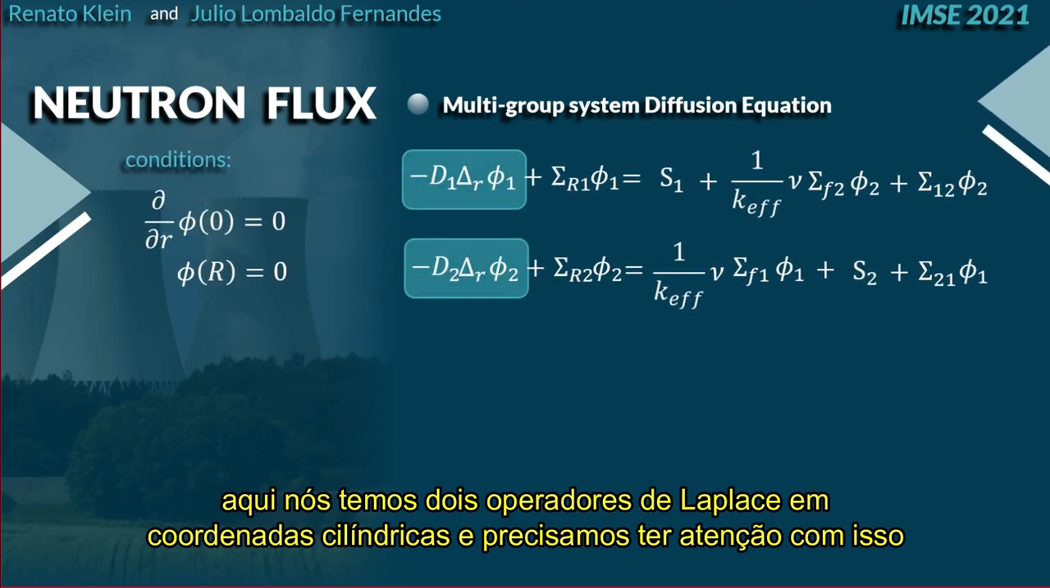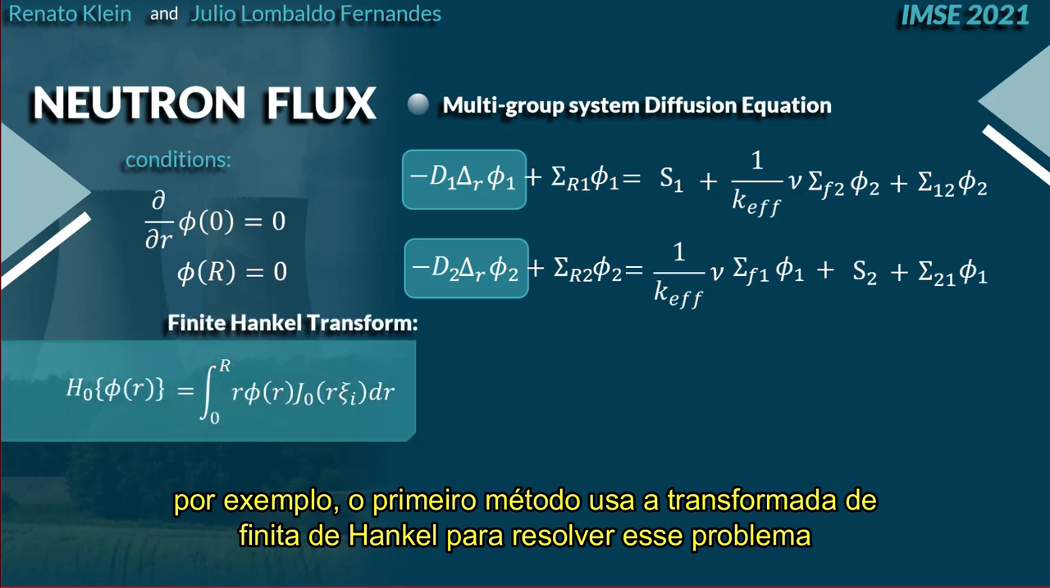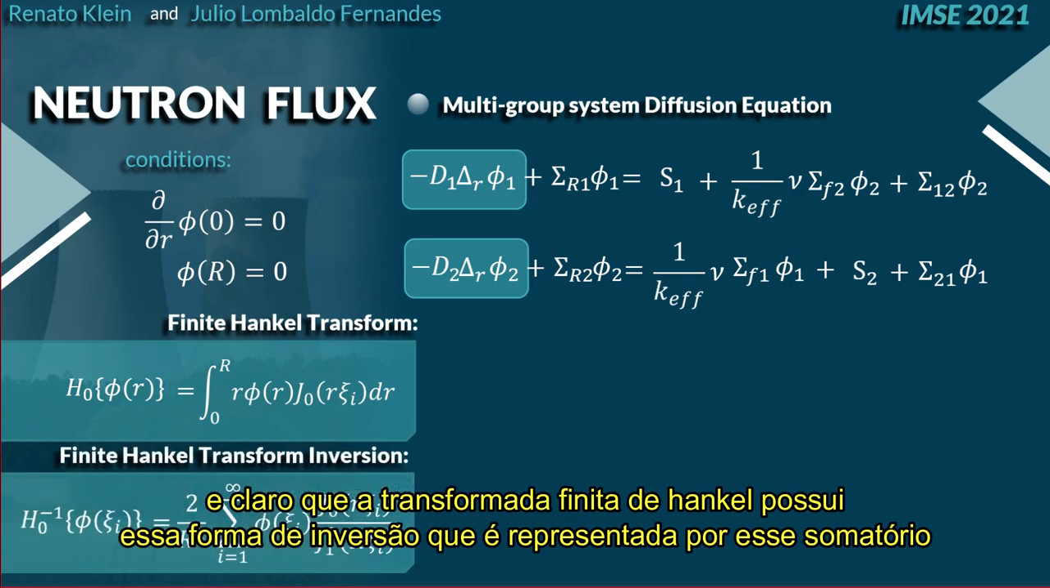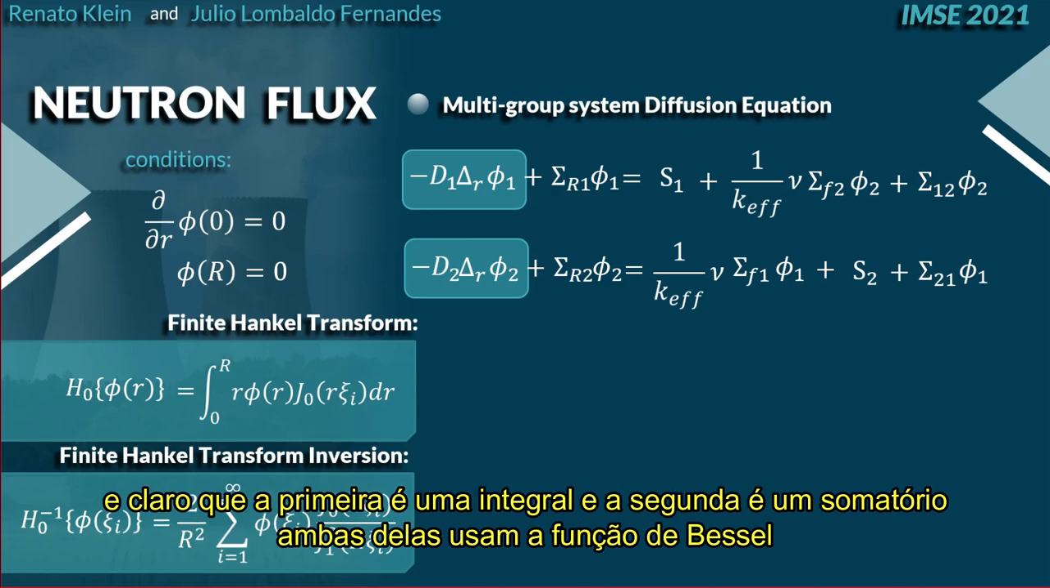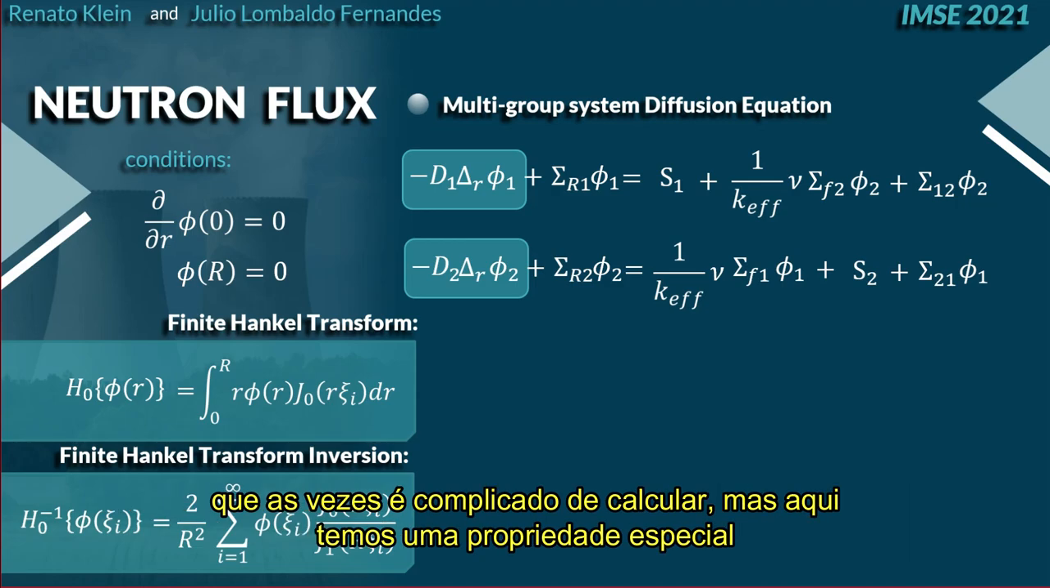And we have here two operators, the Laplace operators in cylindrical coordinates, and we need to pay attention to this. For example, the first method is using the finite Hankel transform to solve this problem. And of course, the finite Hankel transform has this inversion, that is the representation like this summatory. The first one is an integral and the second one is a summatory, and both of them use the Bessel functions that sometimes are complicated to evaluate.